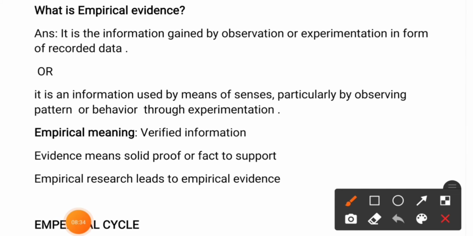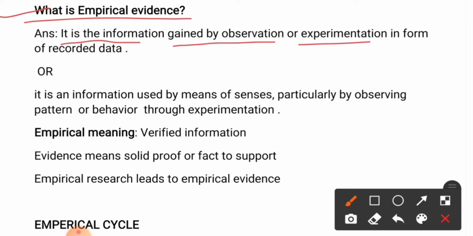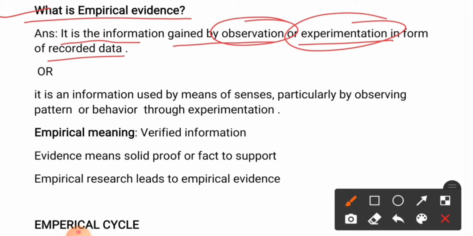Okay guys, now here we have some questions related to empirical evidence. These questions may be asked in the examination, so one has to be careful. So first, what is empirical evidence? It is the information gained by observation and experimentation. First you observe or you learn by doing an experiment with something, in the form of recorded data. This is the definition of empirical evidence that one should know: the information which you acquired or gained by observation or experimentation.